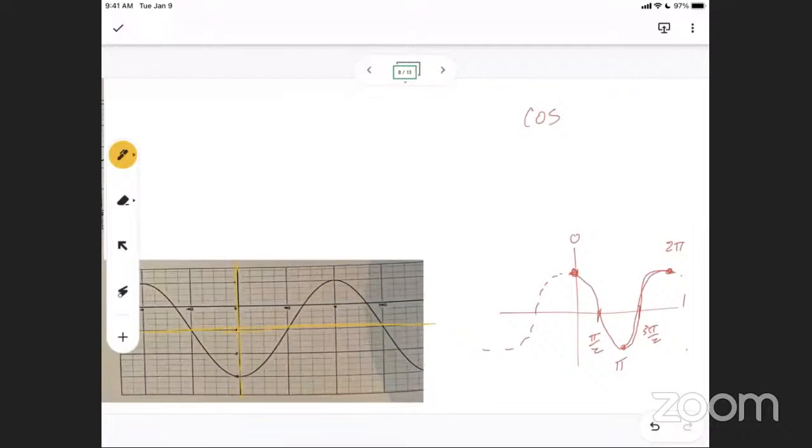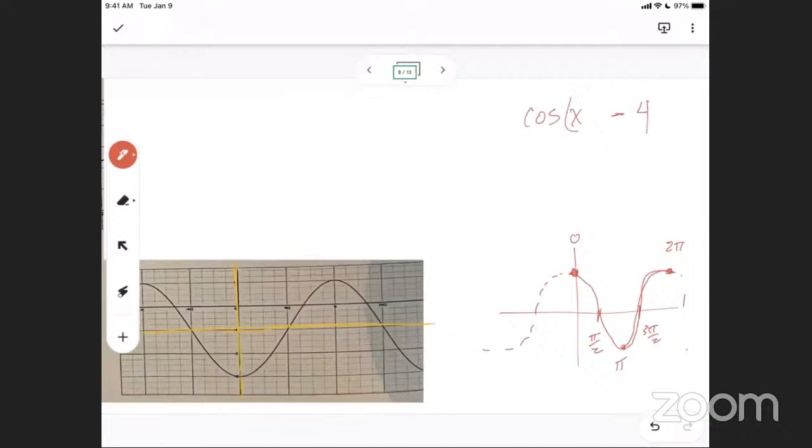Is it shifted? I'm sorry, it is shifted down, right? You see how this is shifted down 1, 2, 3, 4? It's shifted down 4 units. This is -4 right here. So my normal graph would be cosine of x, but I'm actually subtracting 4 units from it.